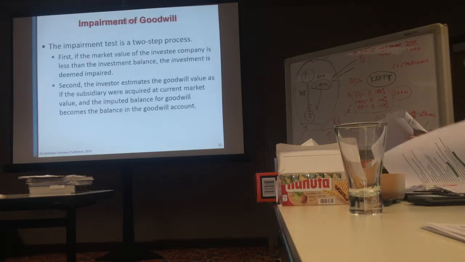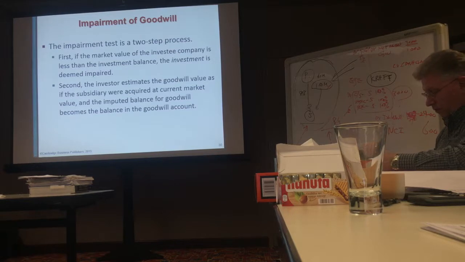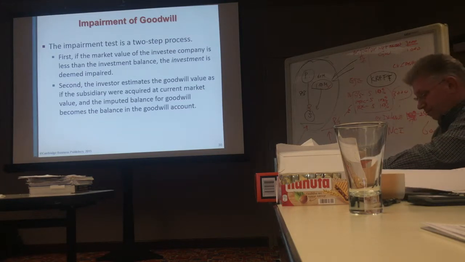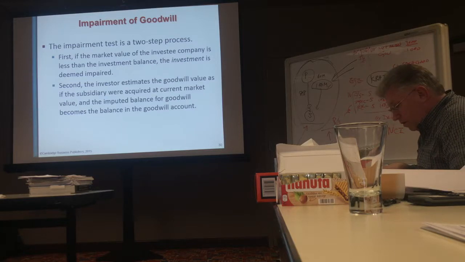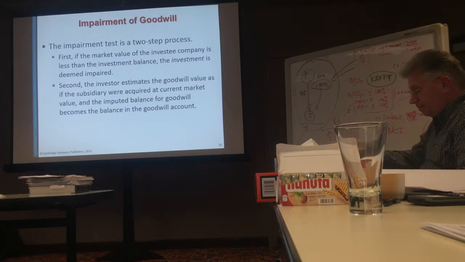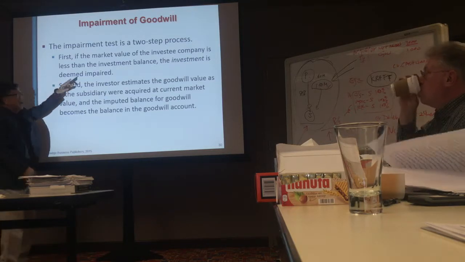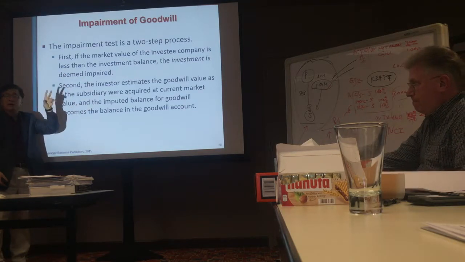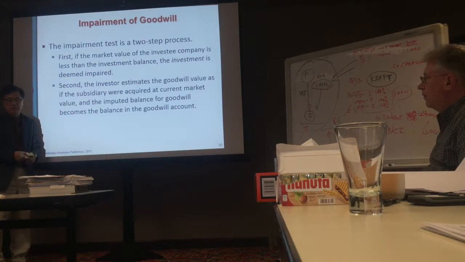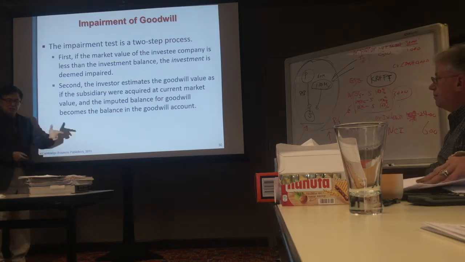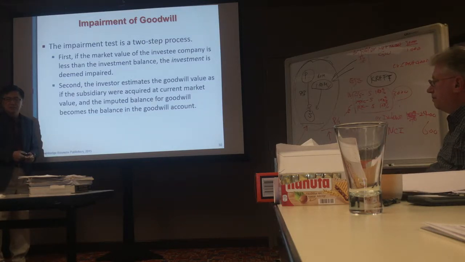Now goodwill impairment. Goodwill, at least once a year you have to evaluate to see whether it still has a market value. If there is an impairment, you think the value went down, you have to make an impairment journal entry. Debit, impairment losses, credit, goodwill, intangible asset. Goodwill.